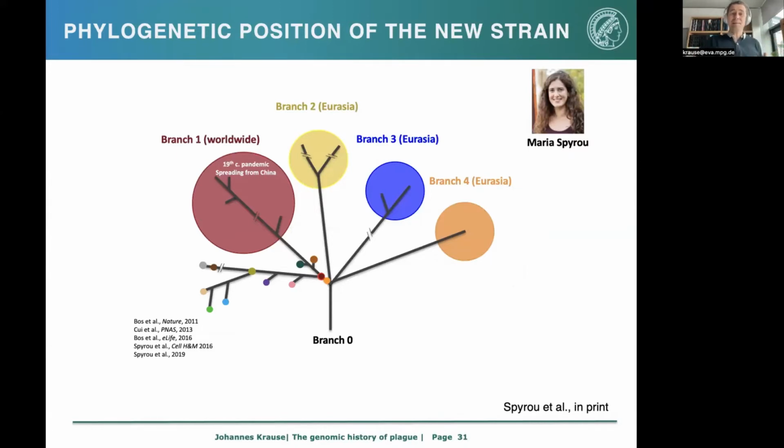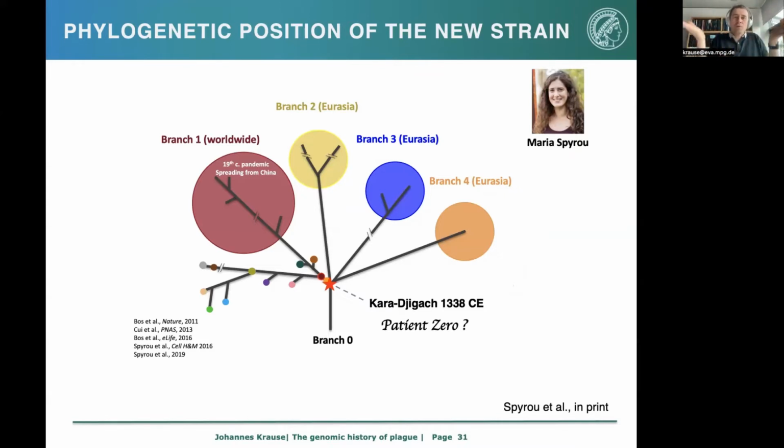We then looked at plague and we were lucky. We did indeed find plague in those individuals. And Maria could reconstruct entire genomes of those ancient plague strains. And then here is the phylogeny again, the family tree again. Where do they fall? Maybe you can already anticipate where it falls. It falls exactly on that point.